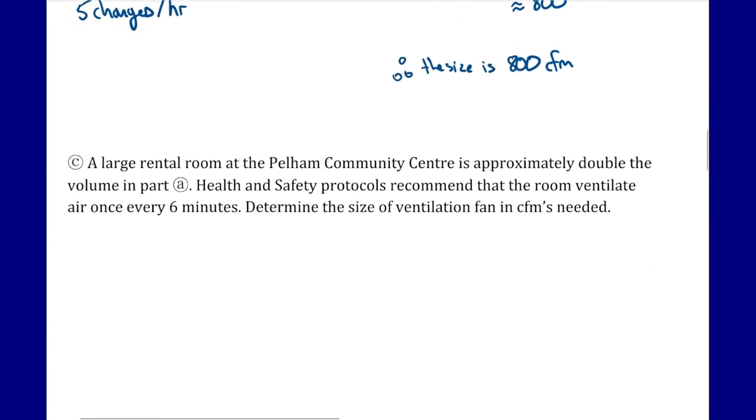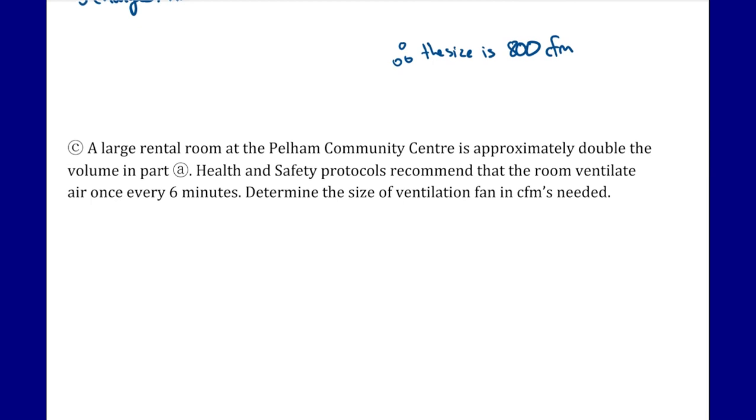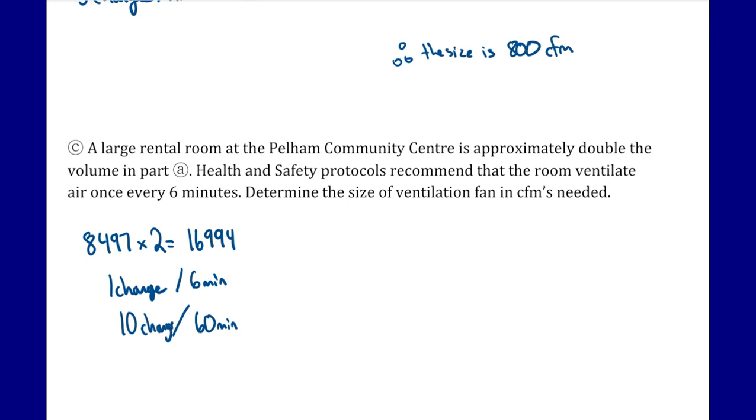So let's try to go through the same thing for the second one. Reading the question, we now have a large rental room at the Pelham Community Center, which is approximately double that volume. So I can at least start off with that information and double the volume. I'm going to double our volume and get 16,994. It tells us there is 1 change every 6 minutes. So if there's a change every 60 minutes, there would be 10. 1 change per 6 minutes is 10 changes every 60 minutes.